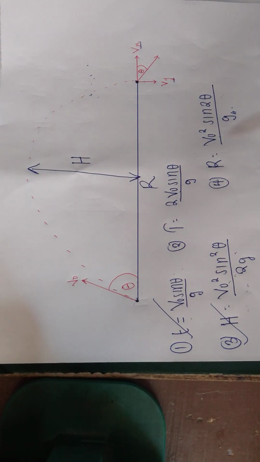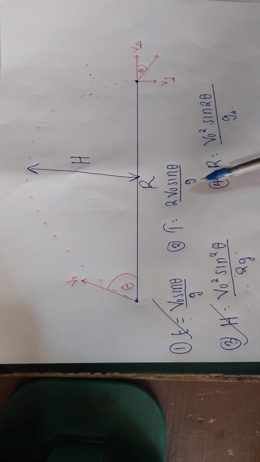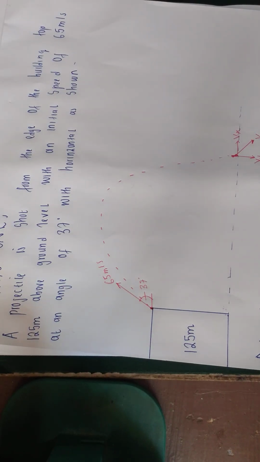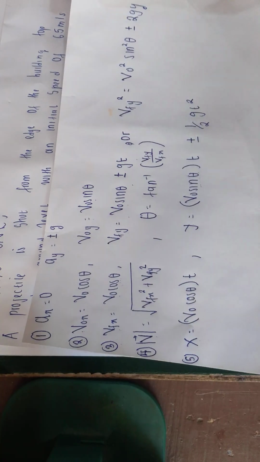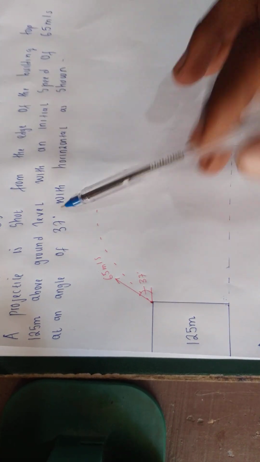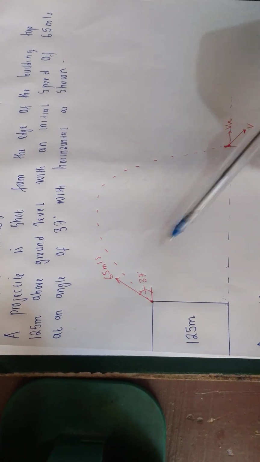Whenever they ask you to calculate the time of flight, you cannot use this one, and whenever you're calculating the range, you can also not use this formula which is here. So when they ask for the time of flight and the horizontal range, the formulas that you are going to use are these ones which are here. So let's get back to our question. They are saying a projectile has been shot from the edge of a building, and this is the setup that has been given.